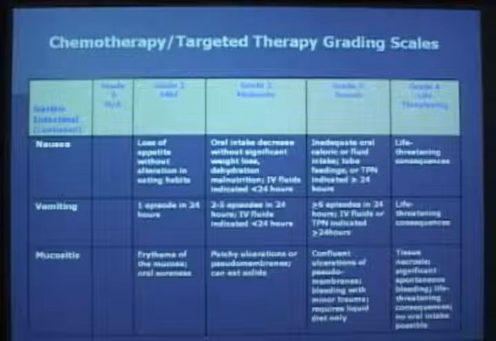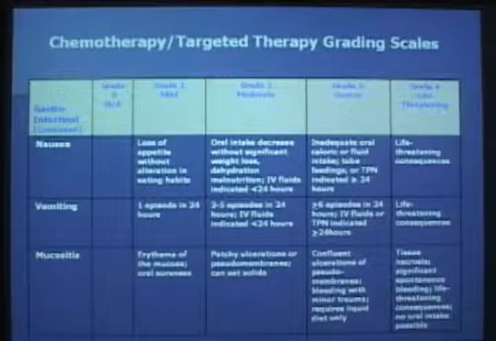Vomiting is pretty clear cut. For grade 1, it's an episode 1 time in 24 hours. Grade 2 is 2 to 5 times in a 24-hour period. They could also potentially need IV fluids, but less than 24 hours. For grade 3 of vomiting, it is 6 episodes or more in a 24-hour period, and they would need IV fluids or total parenteral nutrition for 24 hours or longer per day.